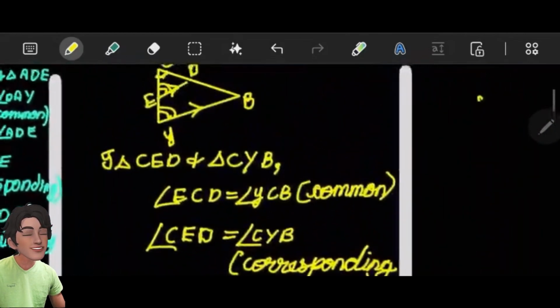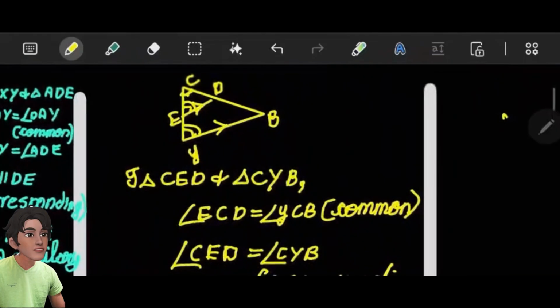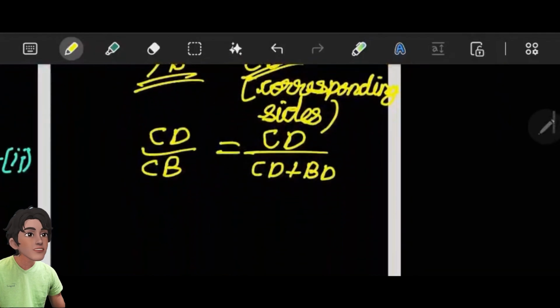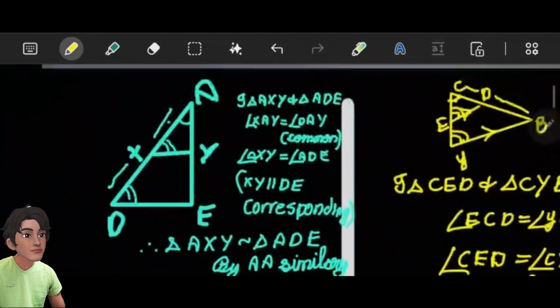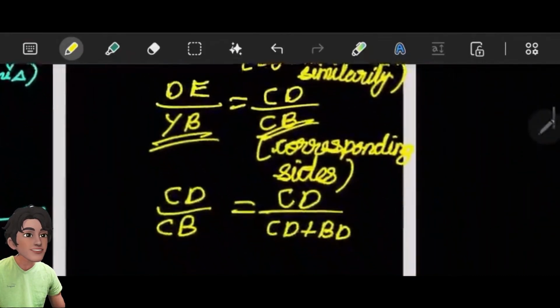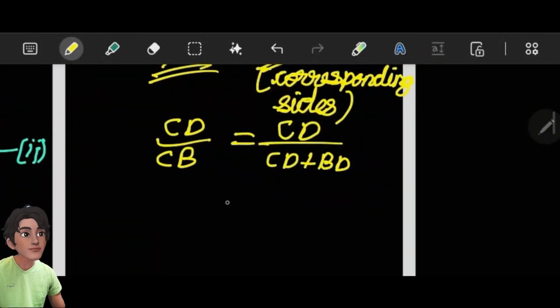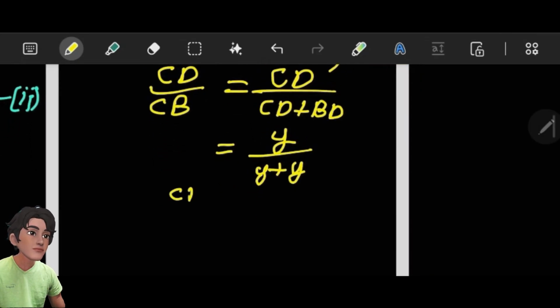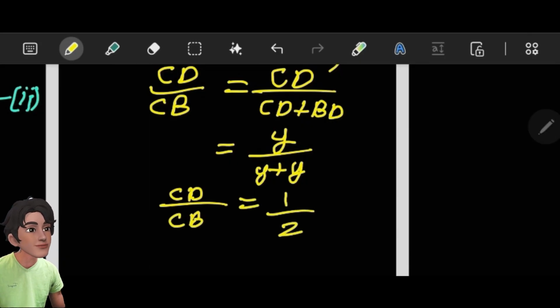Therefore, CD by CB is equal to y by y plus y, which leaves us as 1 by 2. Therefore, CD by CB can be represented in the form of 1 by 2. Now, taking this as equation 4 and this as equation 5.